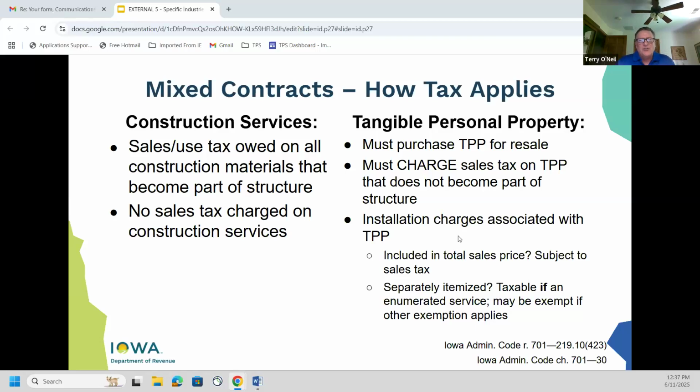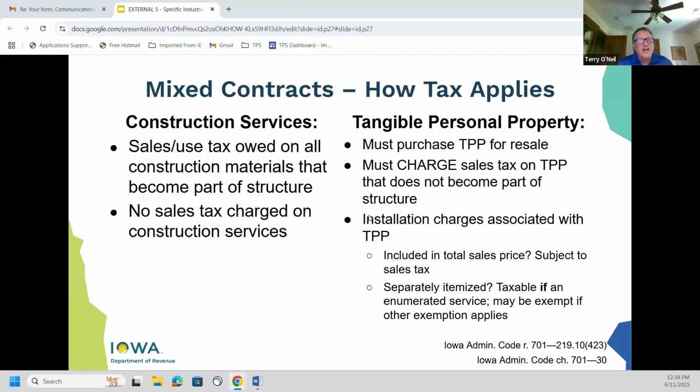If you have tax included in the sales price, that's fine. It's going to be subject to sales tax. If it's separately itemized, it's going to be taxable. If it's an enumerated service, it may also be exempt if some other type of exemption does apply.